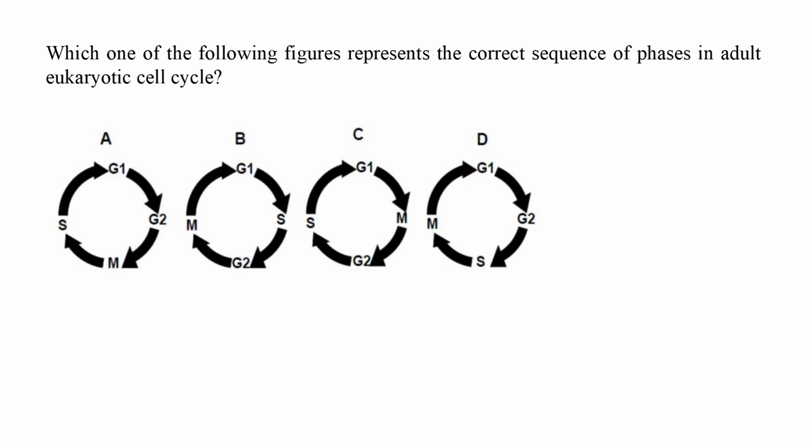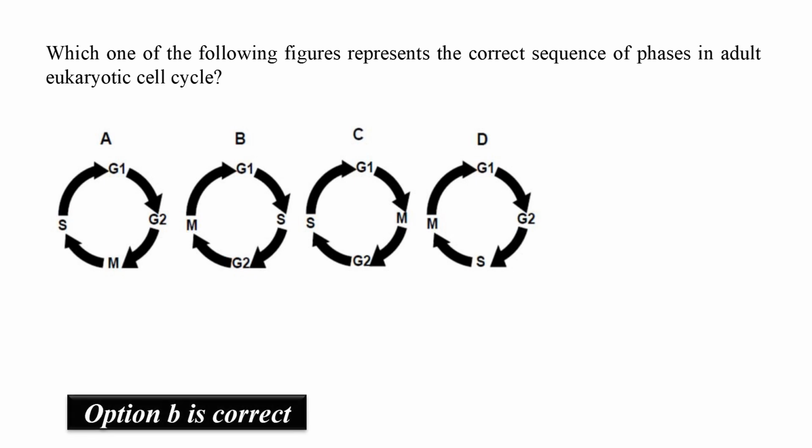The next question says, which of the following figures represent the correct sequence of phases in adult eukaryotic cells? I think this is very clear. It is G1, S, G2 and M. So option B is the correct answer.